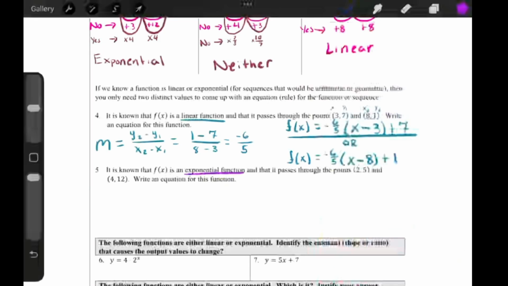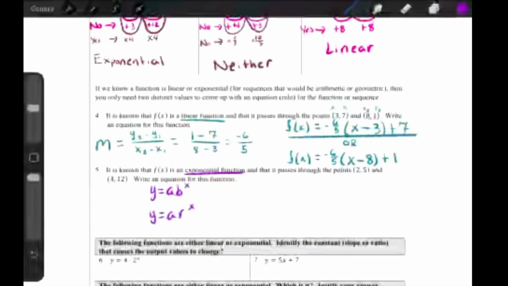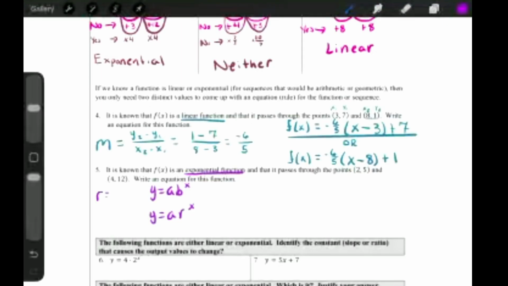And that it passes through the points (2, 5) and (4, 12). Write an equation for this function. Okay, so our equation, if we look back at our notes, will be y is equal to a b to the power of x. Another way to write this is y is equal to a times r to the power of x, because here we need to figure out what our ratio is. What is our ratio?